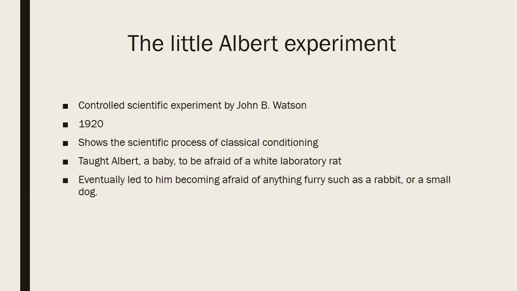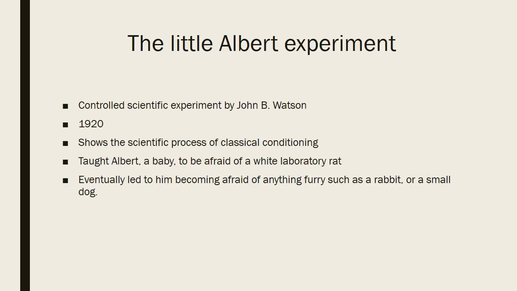Okay, so Albert had no idea that a rat was not scary. Before Albert was exposed to this rat, he didn't really think about it much. So what John B. did was he took Albert and he took a rat and he put the rat in front of Albert, and Albert showed no signs of fear whatsoever.